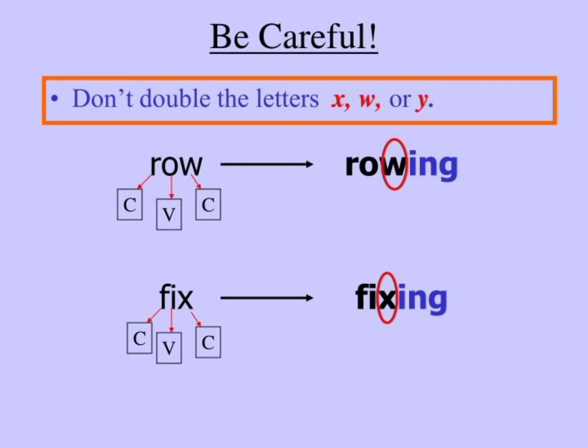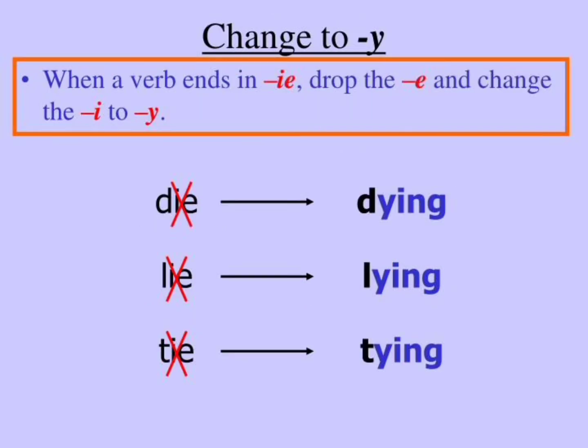Okay, in such cases, if any verb ends with w, x or y, you need not double the last letter. So this way you can add ing. Okay, so try to remember these things. Now, this is one important rule.